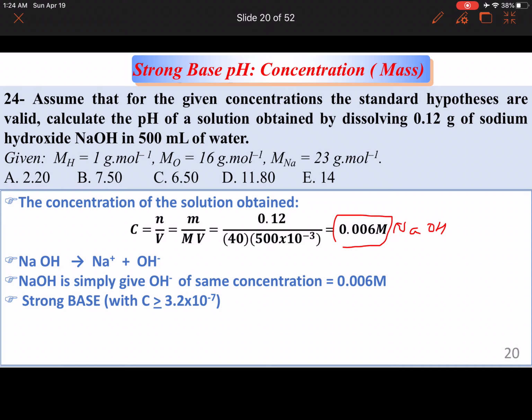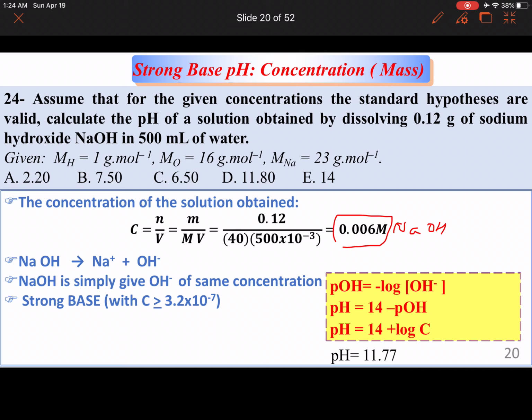In other words, is this number greater than 3.2 times 10 to the minus 7? Yes, it is. And if it is, that means only this base contributes to the pH of the medium. And if only this base contributes to the pH, then simply I calculate the pOH, which is minus log of OH, and then I can get the pH value. Or you could, if you really want to go for speed, you would know this one. pH is simply 14 plus log of C, where C is the concentration of the base.